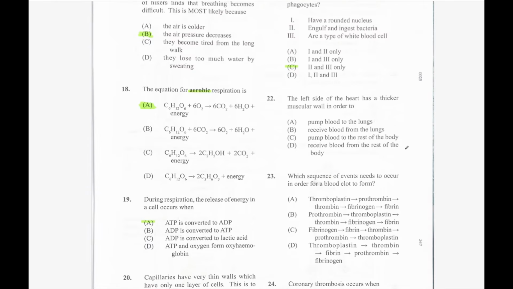Question 22. The left side of the heart has a thicker muscular wall in order to pump blood to the rest of the body. Yes.